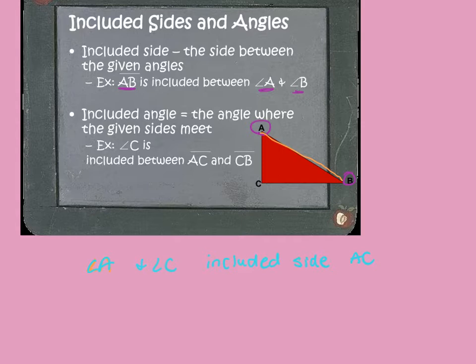The included angle is the angle where the 2 given sides meet. So if I say what's the included angle between AC and CB, then I'm looking for where AC and CB meet, which is at angle C. If I ask you for the included angle of AC and AB, what would you tell me? Angle A, where the two sides meet. Okay? If you're given letters, it's where the overlap is, but you're not always given letters. So you just want to be able to identify it.